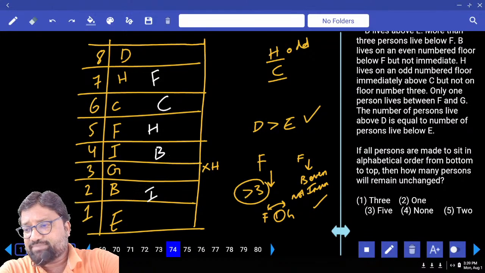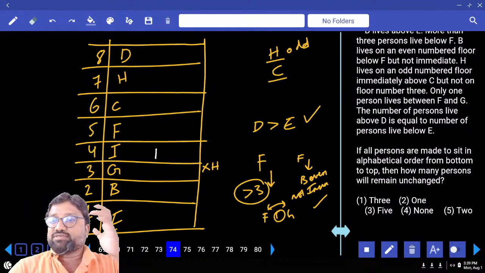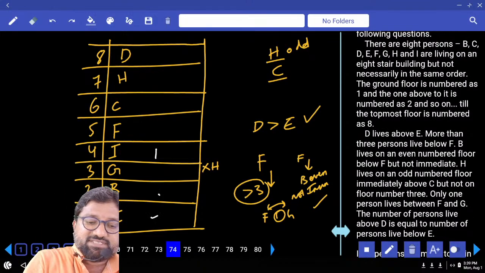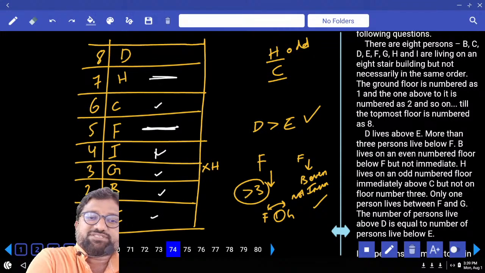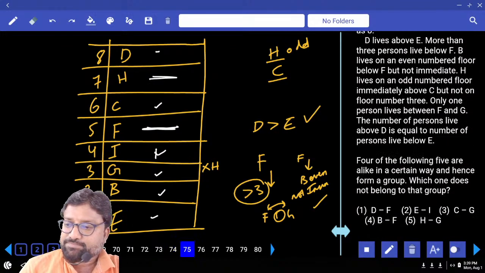If all the persons are made to sit in alphabetical order from bottom to top, then how many persons will remain unchanged? The order is B, C, D, E, F, G, H, I. How many remain unchanged? 2: F and H.